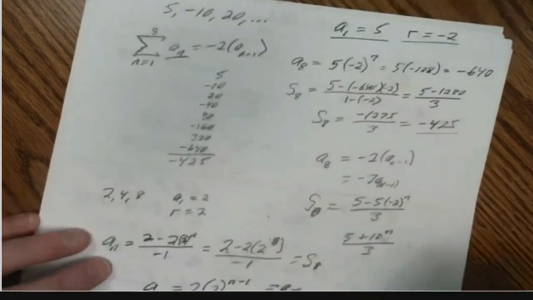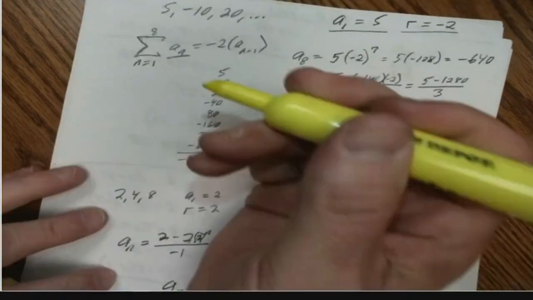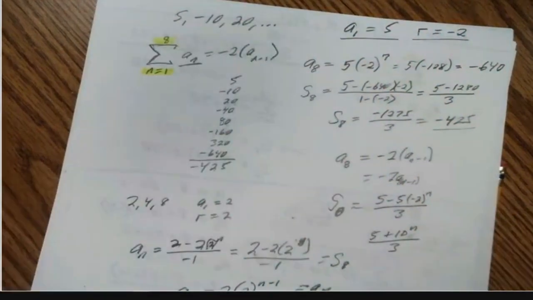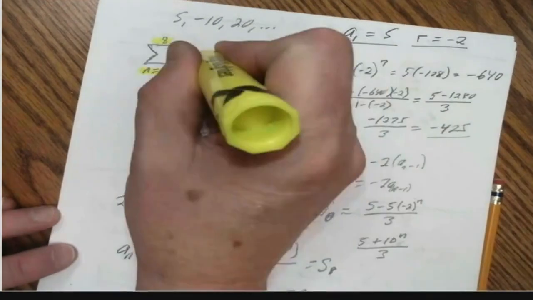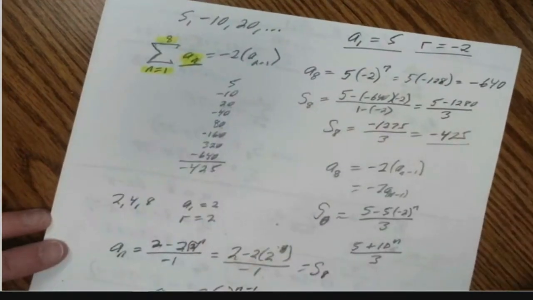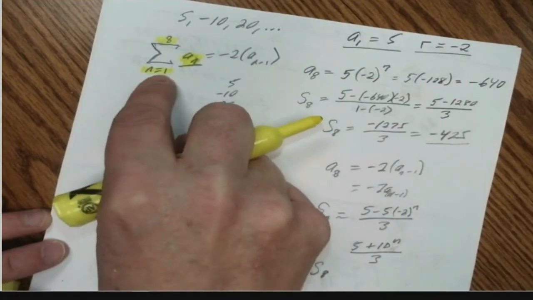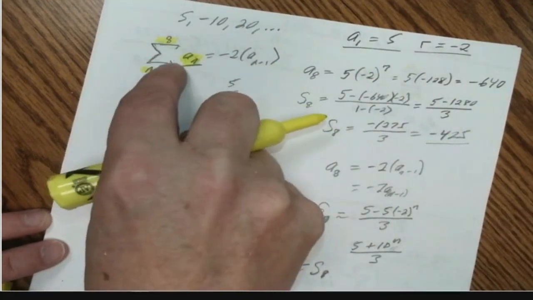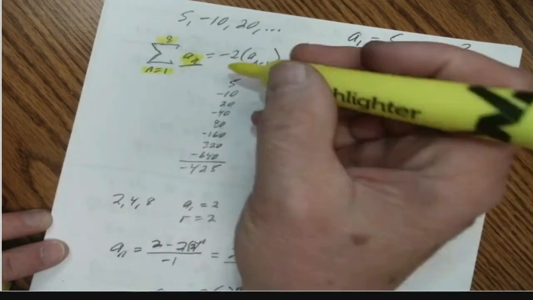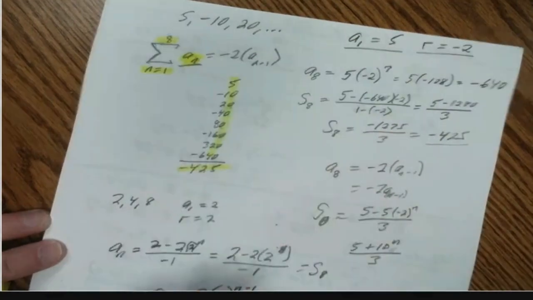We understand the sums. Basically, you're looking for sigma notation, which is looking for the first term to the eighth term. Understand sigma notation for whatever the sequence is, whether it's geometric or arithmetic. This is just saying sum up the first to the eighth terms, which we did right here with negative 425.